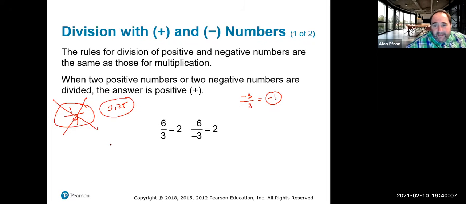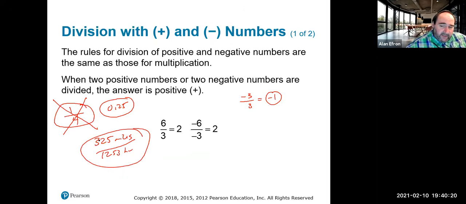I have had people in the past say, hey, the answer is 325 miles per 1,253 hours, and just put a circle over it as the final answer. Again, don't leave an answer like that. Make sure that you divide it out and get a decimal number or something like that.